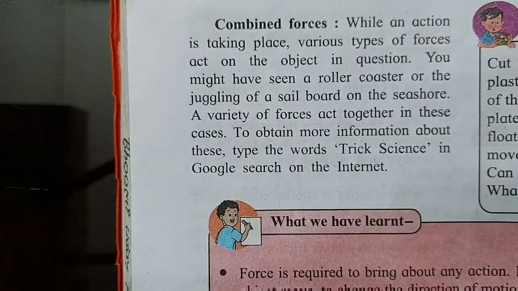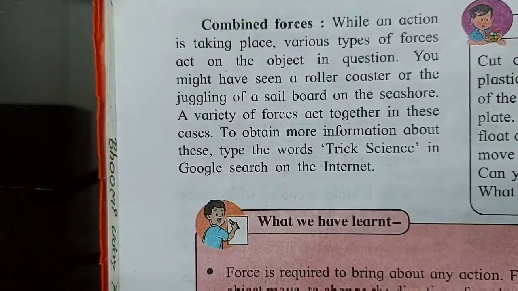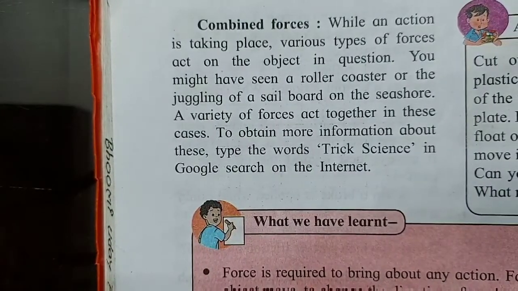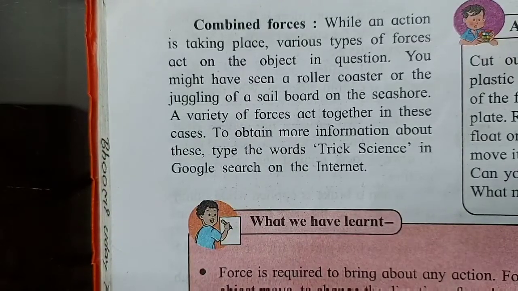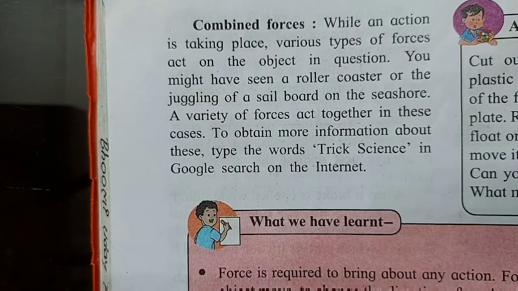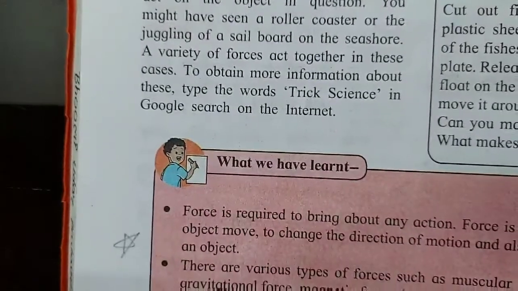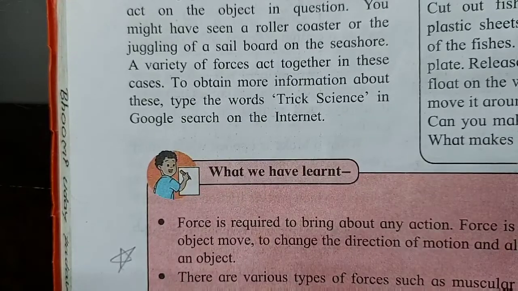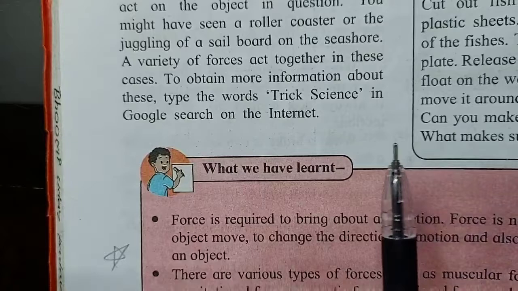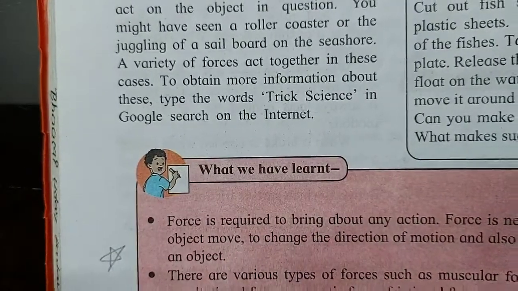Now, for example, we took the example of a carom board. In carom board, frictional force is there, correct? We can play because of frictional force. Now, you are playing, human beings are required to play that, so muscular force is also used. So it can be combined forces. One action can have many forces acting together to fulfill one task. To learn more about this, you can click on Trick Science and learn more on Google.